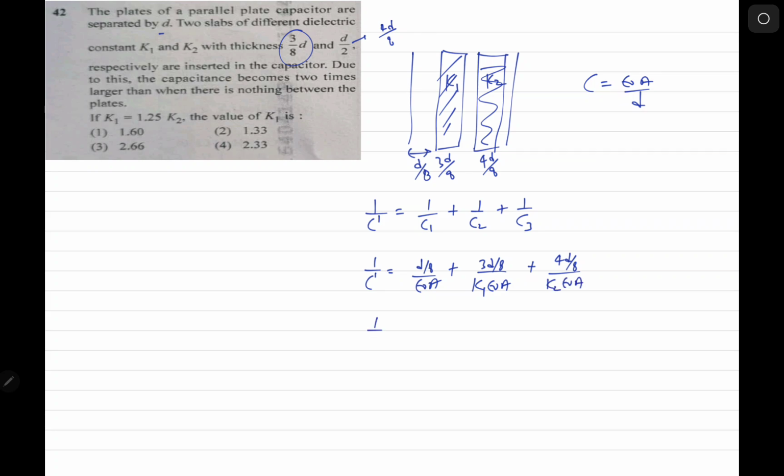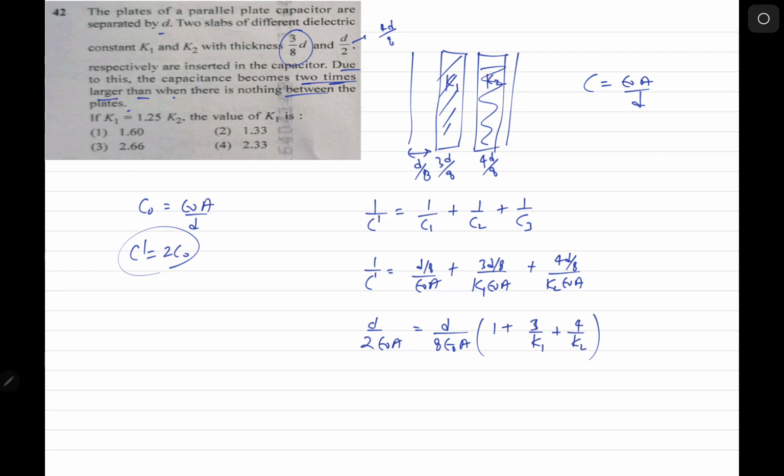So 1 by C dash, okay, and now they are saying that due to this the capacitance becomes 2 times larger than when there is nothing between the plates. So that means there is a capacitance C naught when there is nothing between them, that is epsilon naught A by D, and this C dash is 2 C naught, that is given. So I'll put the value of 2 C naught as 2 epsilon naught A by D, and here if we take D by 8 epsilon naught A common, what is left in the bracket? So 1 plus 1 by 3 by k1 plus 4 by k2.